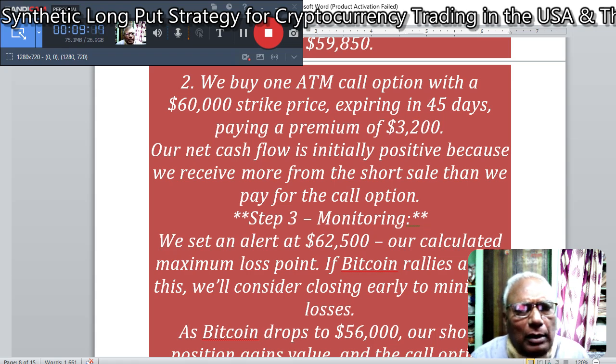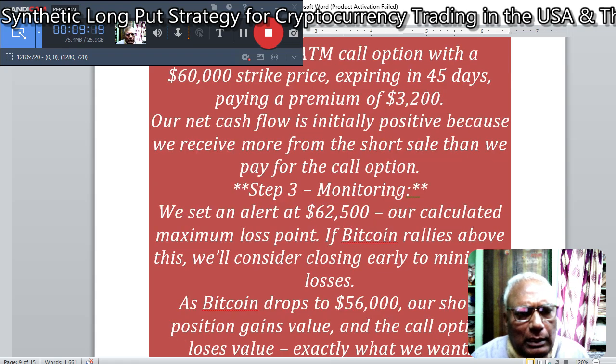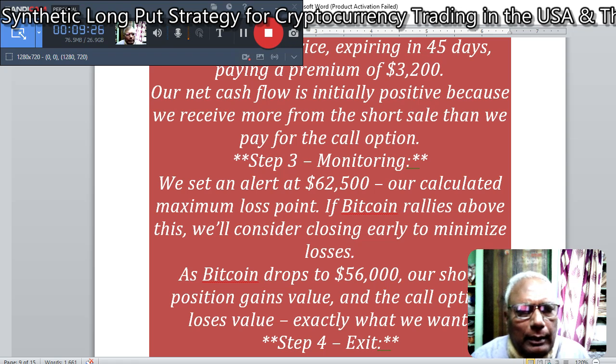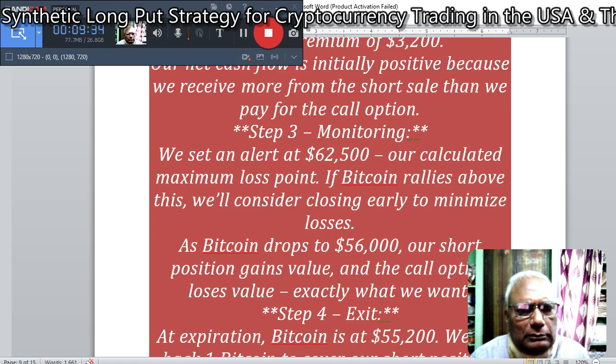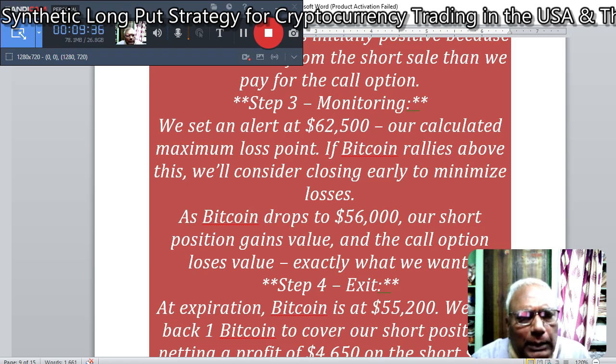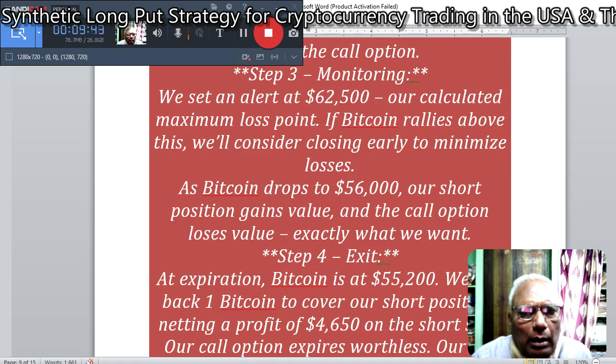Step 3. Monitoring. We set an alert at $62,500, our calculated maximum loss point. If Bitcoin rallies above this, we will consider closing early to minimize the losses. As Bitcoin drops to $56,000, our short position gains value and the call option loses value, exactly what we want.